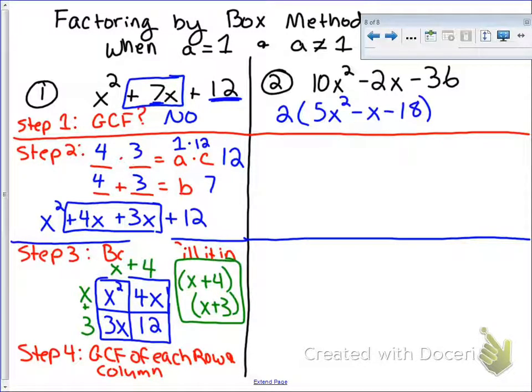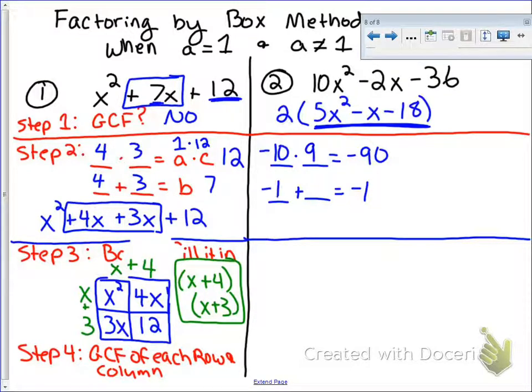I need to find two numbers that multiply to give me... Well, I've taken out my 2, so now I'm factoring just this one in the middle. So they need to multiply to give me 90, or negative 90, and add to give me negative 1. Well, my 2 answers must be negative 10, positive 9. So that means I now have my 2 on the outside, and on the inside I have 5x squared minus 10x plus 9x minus 18.